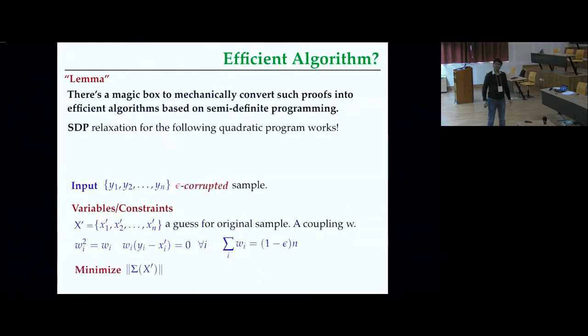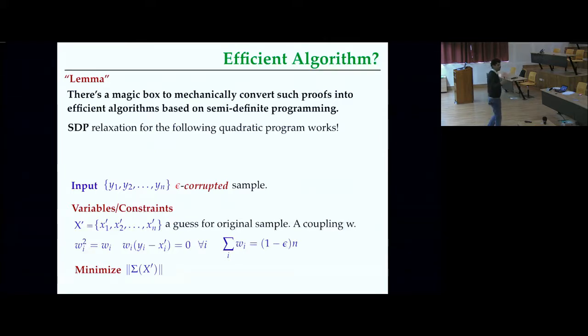Okay, and it turns out that there is sort of a magic box, which I'm going to discuss in the last 5 minutes. Hopefully I have 5 minutes, right? Great, yes. So here is the lemma. It's not really a lemma, it's some meta lemma. There is a magic box that can actually mechanically convert proofs, as on the previous slide, the simple 3-line Cauchy-Schwarz-based proofs, into an algorithm, just mechanically.